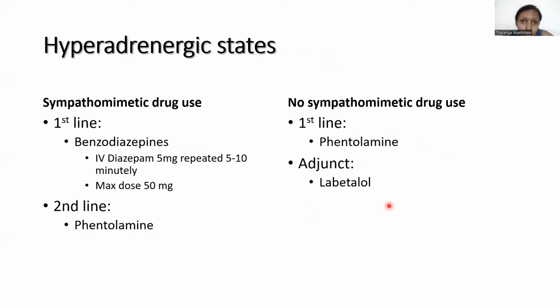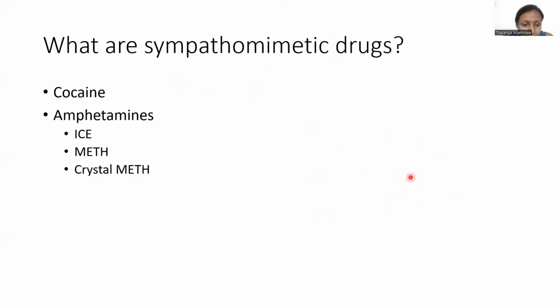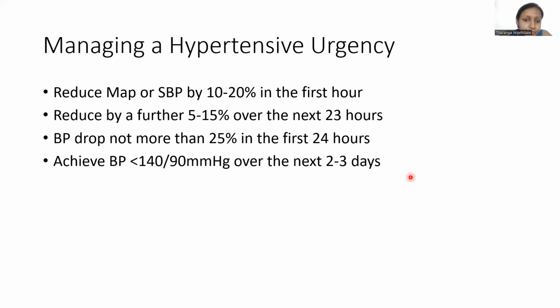Now, labetalol, although it has both alpha and beta effects, if you give them just beta blockers, because of the hyperadrenergic state, you can end up having an unopposed alpha effect. Right? So it's not a great option to treat them with IV labetalol as the first line. It's an adjunct. So that is why they go into the ICU. Okay. That is about hypertensive emergencies, right?